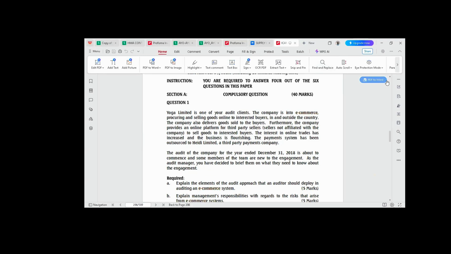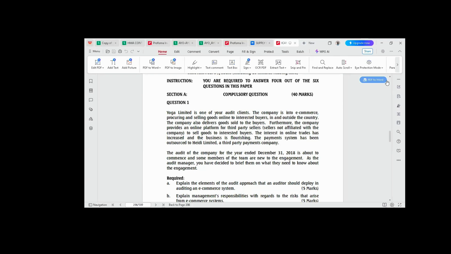Yoga Limited is one of your audit clients. The company is into e-commerce, procuring and selling goods online to interested buyers in and outside the country. The company also delivers goods sold to the buyers. Furthermore, the company provides an online platform for third-party sellers not affiliated with the company, to sell goods to interested buyers. The interest in online trade has increased and the business is flourishing. The payment system has been outsourced to ID Limited, a third-party payment company.